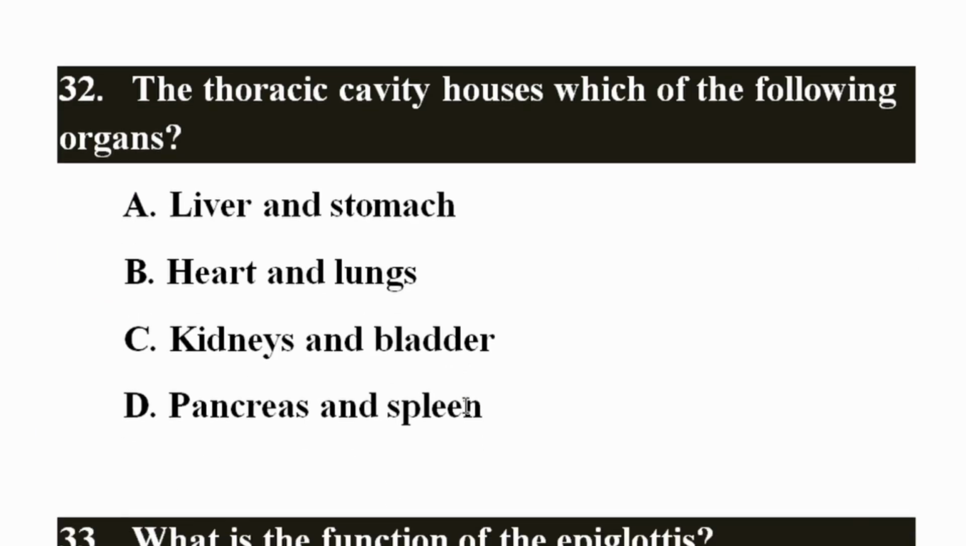The thoracic cavity houses which of the following organs? The right option is Beta, heart and lungs. The thoracic cavity contains and protects the heart and lungs.